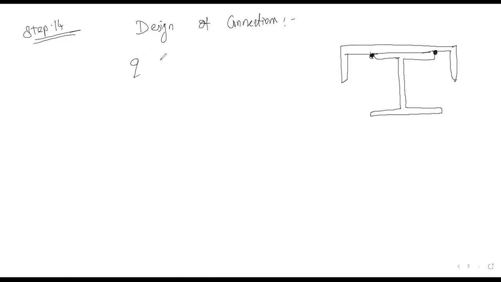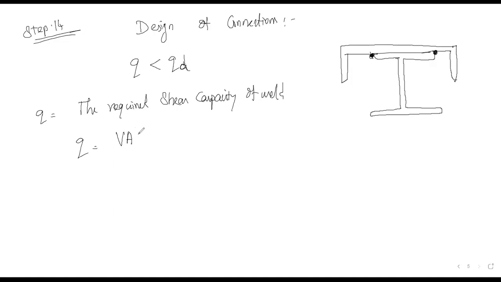Here Q should be less than QD is the condition. QD is nothing but the design shear capacity of weld, and Q is nothing but the required shear capacity of weld. So Q is equal to the required shear capacity of weld. We have the formula, that is V into A into Y bar divided by IZ, whereas V is equal to the maximum shear force, that is 377.34 kilonewton, and the area is, here we have only the channel section that we are going to connect. So the area of channel section is 4564 mm square.